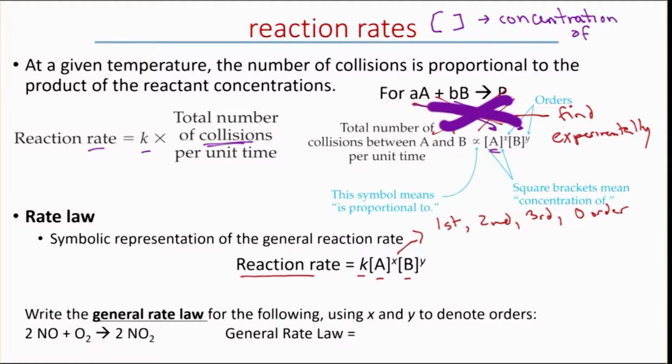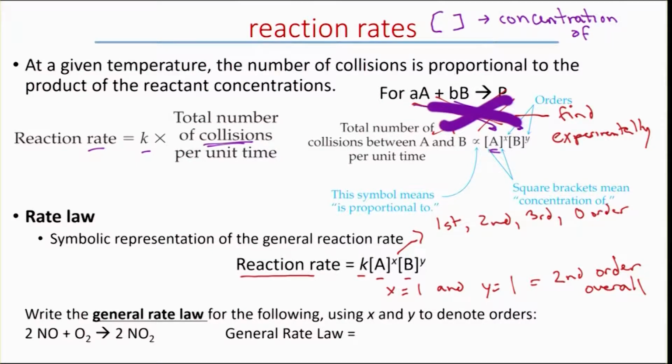And the total order overall, you would just add up the orders. So if X equals 1 and Y equals 1, and you found those experimentally, you would say this reaction is second order overall. There we go. All right, so that's kind of generally how that works.